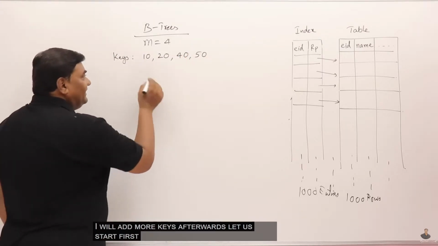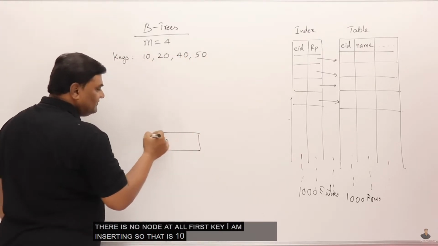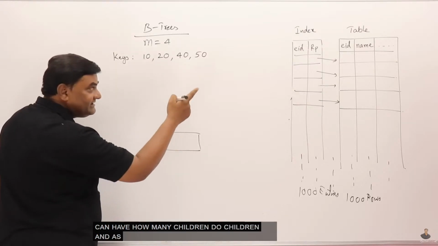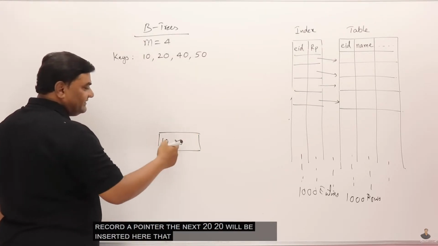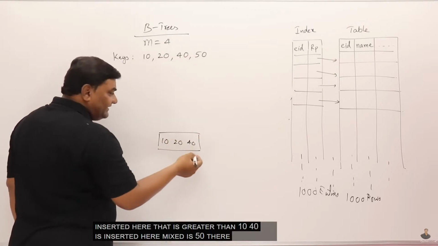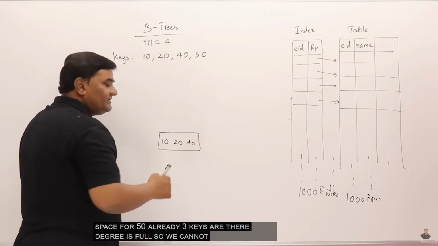Let us start. First, there is no node at all. The first key I'm inserting is 10. It can have 2 children, and as per the multi-level index, we said that it can have one record pointer. The next key is 20. 20 will be inserted here, as it is greater than 10. 40 is inserted here. Next is 50. There is no space for 50. Already 3 keys are there. Degree is 4, so we cannot insert 50.